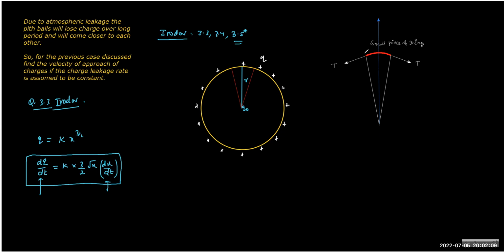So now this ring with some charge, and this is also Q naught. So this ring will have a small charge. How much? We can consider dq, because our angle is d theta.